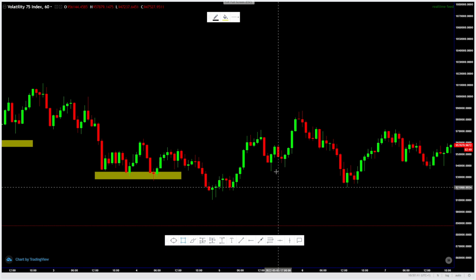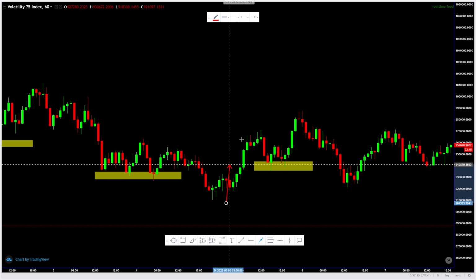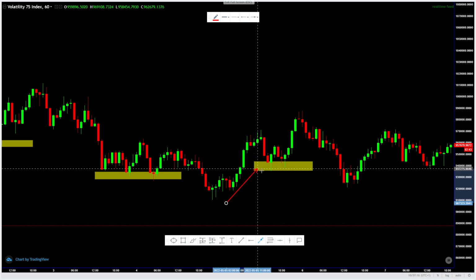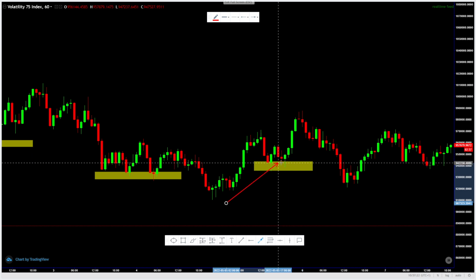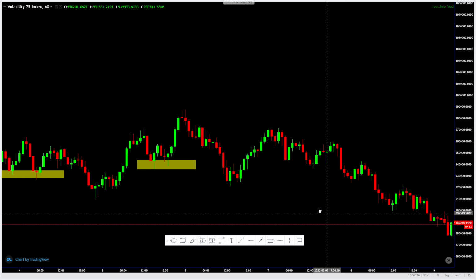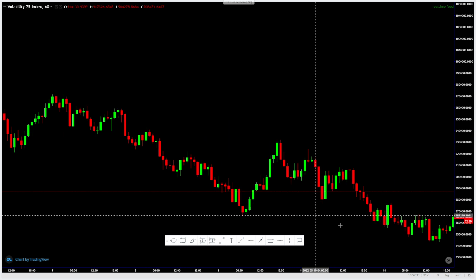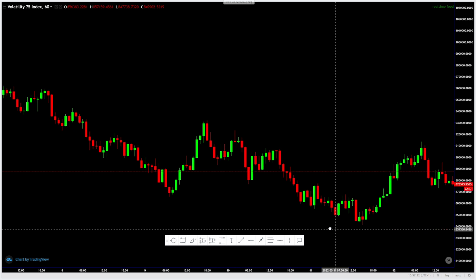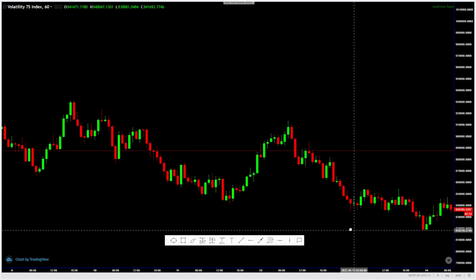Right here we can see it again. Price ran to the downside, confirmed it, and there confirmed that this is a double bottom with wicks, and there we have continuation, two bullish candles to the upside. Right, let's look for more.